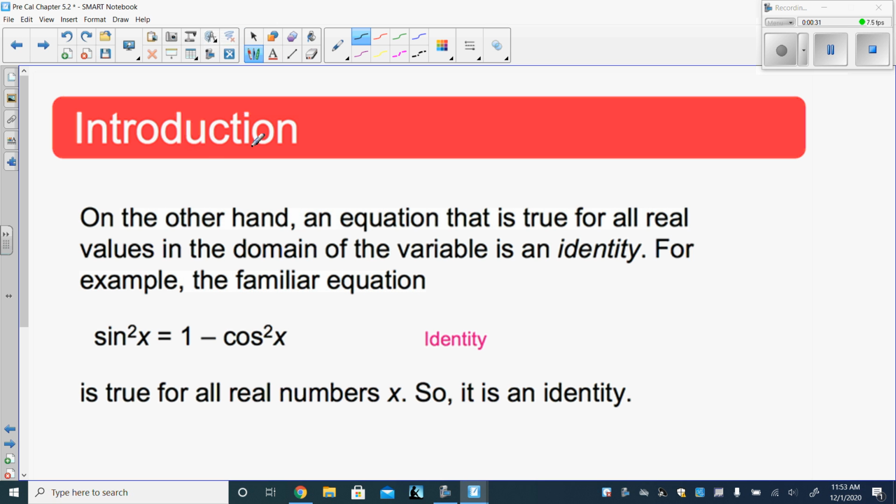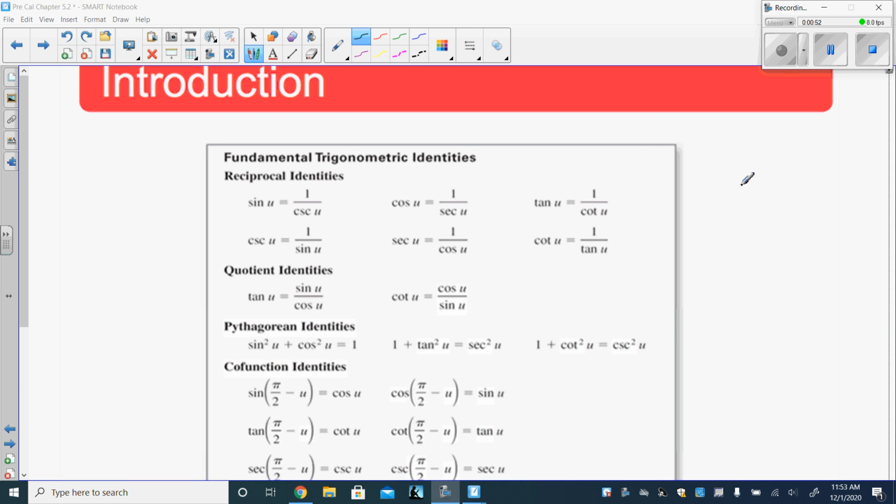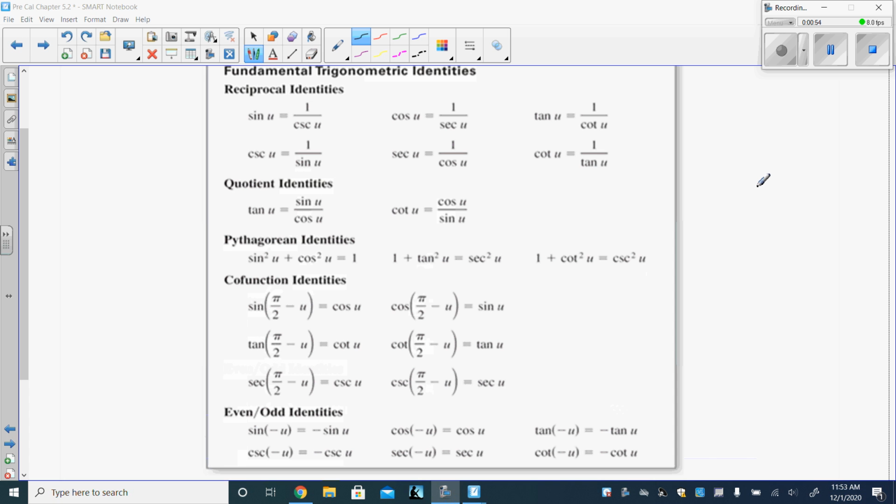So for this one, if I wanted to show that it's true, I would work to rewrite 1 minus cosine squared of x as sine squared of x. And if I can do that, then I can prove that the identity is true. When we're doing this, we'll really need a reference sheet, these here, that have all of our properties. We're going to be using these and manipulating these in such a way to show that the right side is the same as the left, or the left is the same as the right, one or the other.